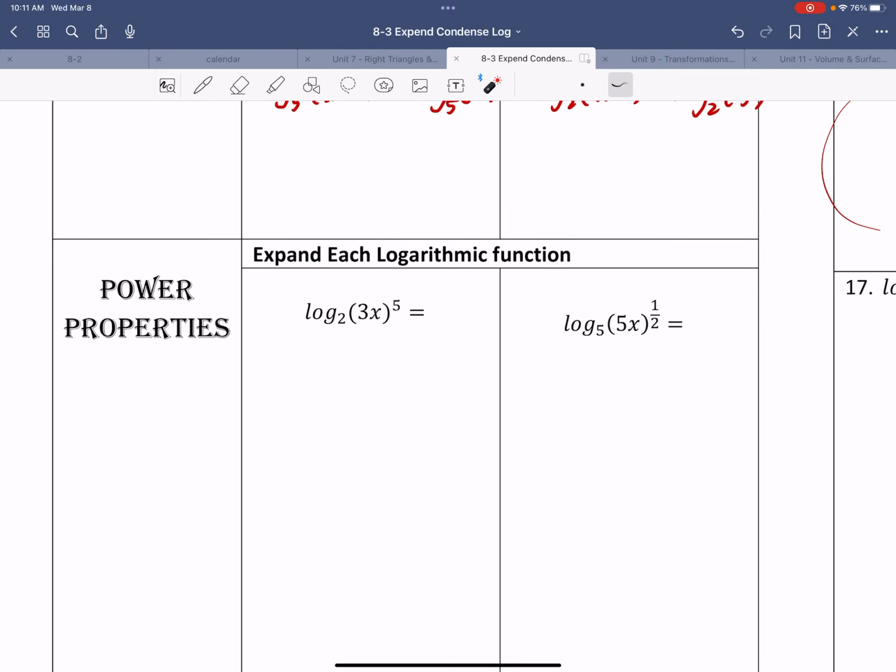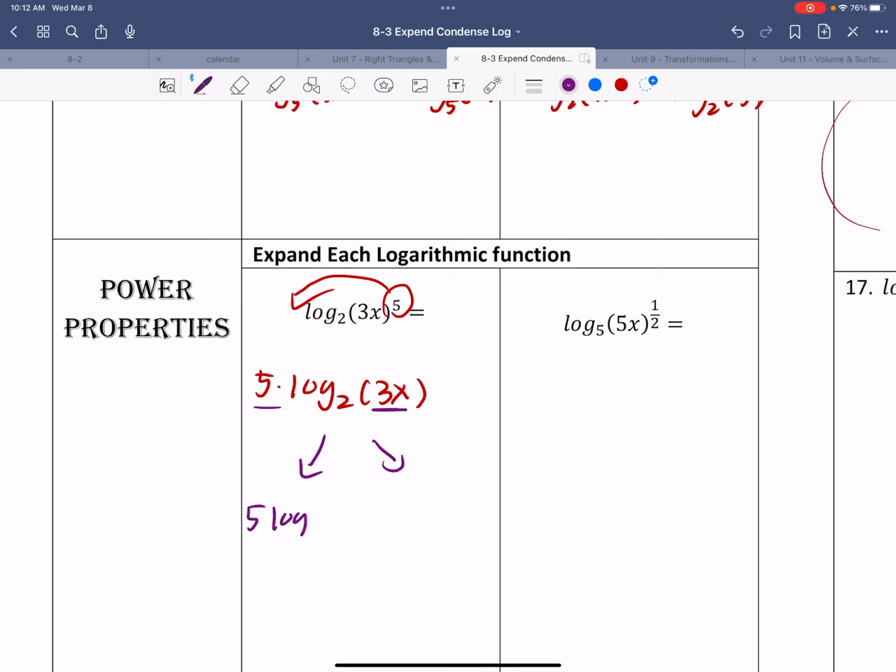And here's the last one. Now I'm gonna expand it again. If you have an exponent, what do you do? You put it in front of this. So it's gonna be 5 times log base 2 of 3x. And when you expand it, 3x can be expanded further, right? But it has a 5, so you have to write this one twice. Like 5 log base 2 of 3 plus 5 log base 2 of x, okay?